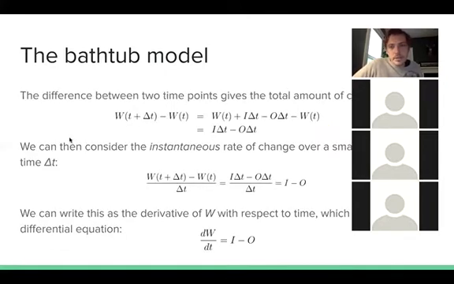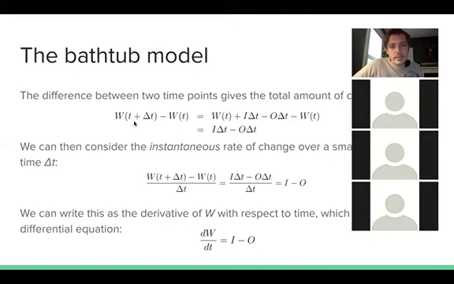So in order to compute how the rate of change in the water in the tub is changing over time, we can think about how much water is in the tub at two different points in time: time t plus delta t and time t.